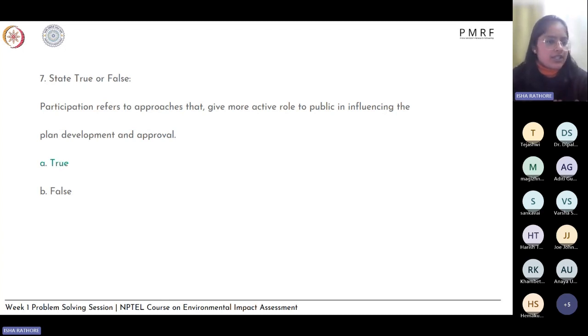So at different stages of the EIA process, we require and we promote the participation of the different stakeholders, all of them coming together and putting up their concerns and giving their suggestions in the different stages of the EIA process. And this is mandatory in certain stages to get the participation of people. So it refers to approaches where you give the public a more active role in influencing the plan development and approval process. So the statement is true.